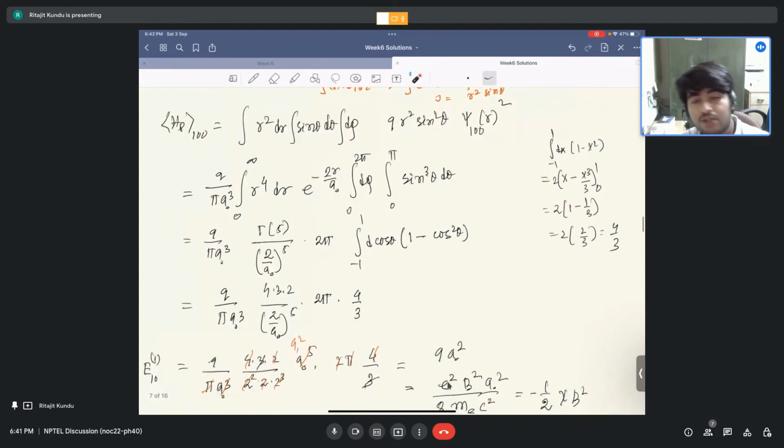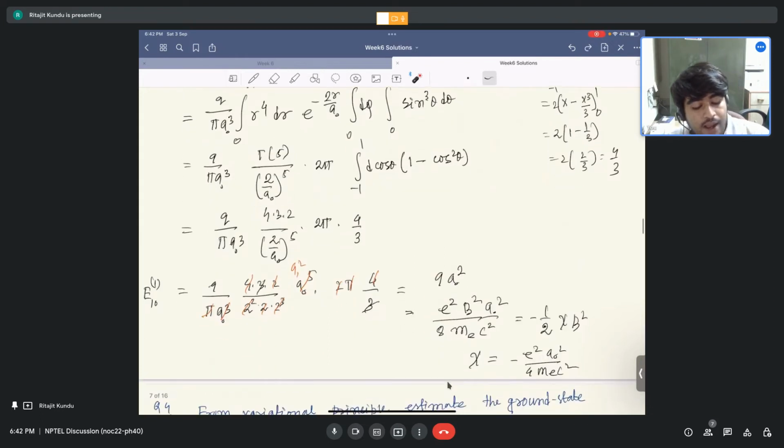Now you put in all of the things you have. You see that all of these things will actually cancel, and you will be left with q. q was my initial constant, so I have packed up many constants and called it q, right? And now I am left with a naught square. a naught is the Bohr radius, right? So now I am left with this quantity. Now I'll insert this q.